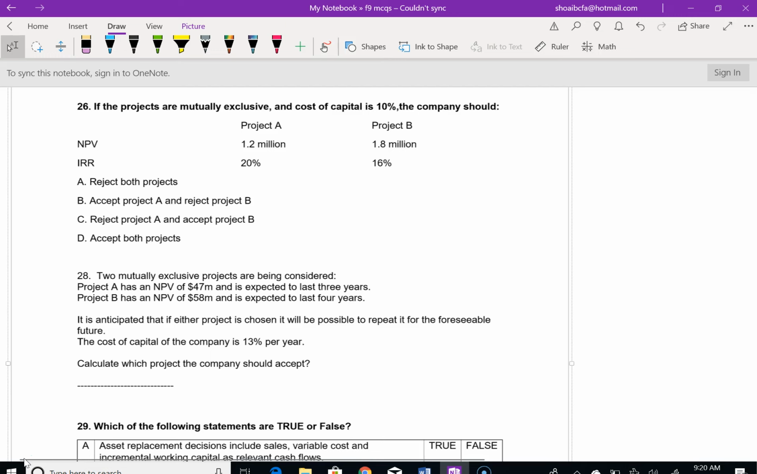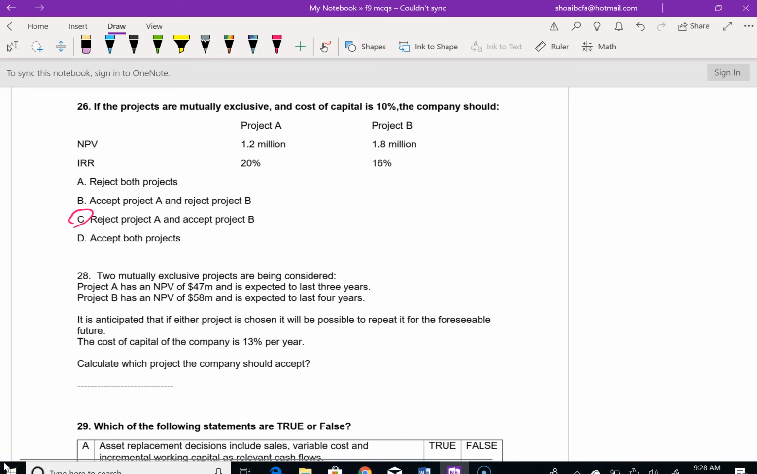Remember one thing, whenever there are mutually exclusive projects, always prioritize your decision based on NPV. According to the IRR, project A is better, but the problem with the IRR is that it does not consider the size of the project and the increase in the wealth of shareholders. So that's why we will prefer the NPV method, and according to the NPV method, project B is better. And if we select from the options, it will be option C.